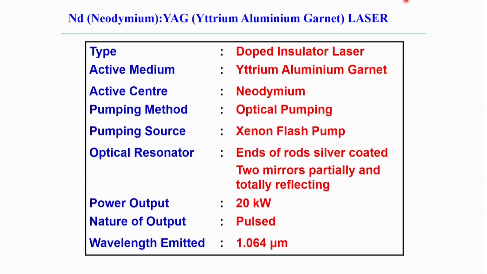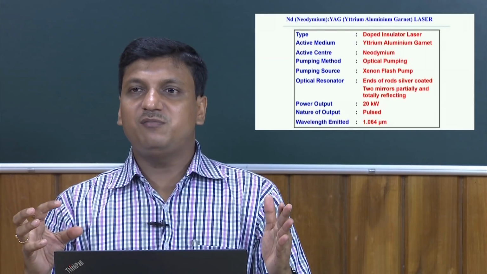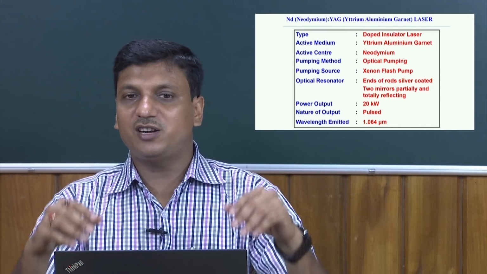Then the active center is neodymium. For the pumping method, we use optical pumping, and for the pumping source the xenon flash pump is generally used. For the optical resonator, the ends of the rods are silver coated, and we put two mirrors, partially and totally reflecting, so that they act as reflectors, and finally the produced beam is directed in a specific direction.